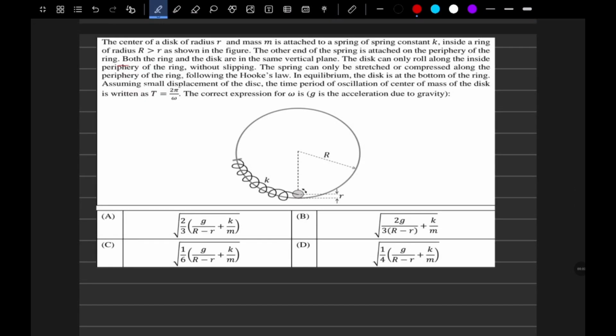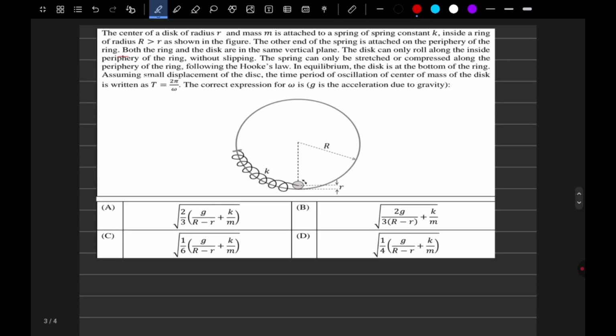Okay, in this video I'll be solving this question from JEE Advanced 2025 using Lagrangian mechanics. So let's first read out the question.